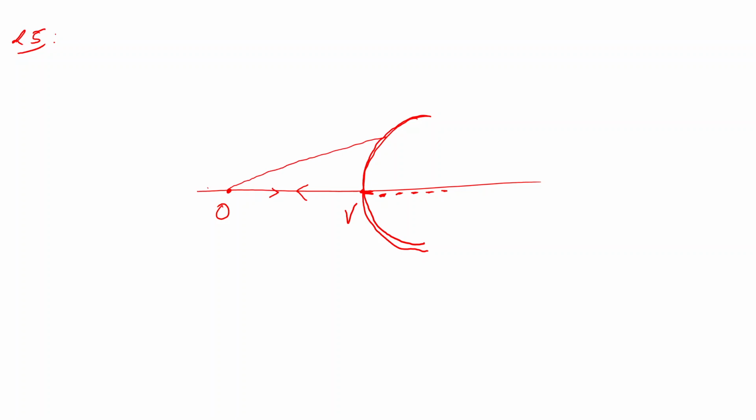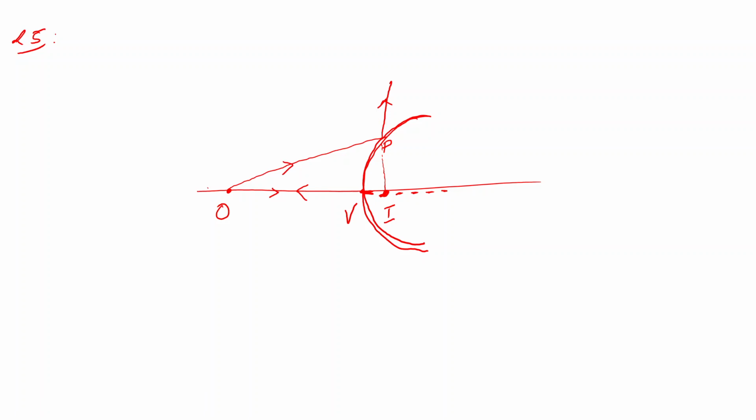Now, if I look at another ray that is going from point O and hitting the mirror at, say, some point P, it is going to be reflected something like that. Then I can extend this, and this is where the image would form, right? So this ray is going like that, and it gets reflected, and that's where the image would form.